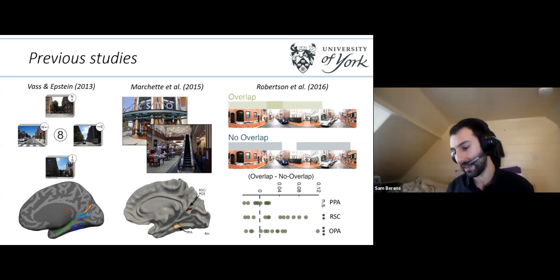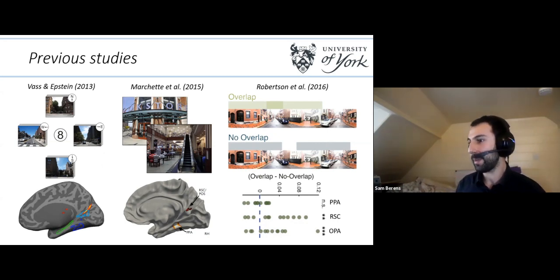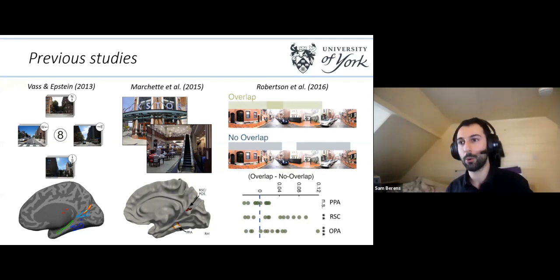A final question is whether these allocentric representations, these viewpoint-independent representations, depend on any kind of spatial task. So in all of these cases, participants were asked to do some sort of spatial memory task at the same time as seeing the images in the scanner. And so it could be that the representations that we're seeing in these regions actually depend on some sort of spatial processing that's a characteristic of the task and not of just passively viewing.